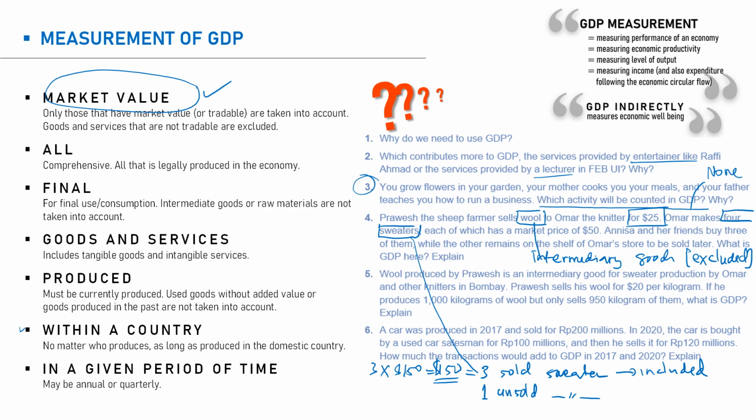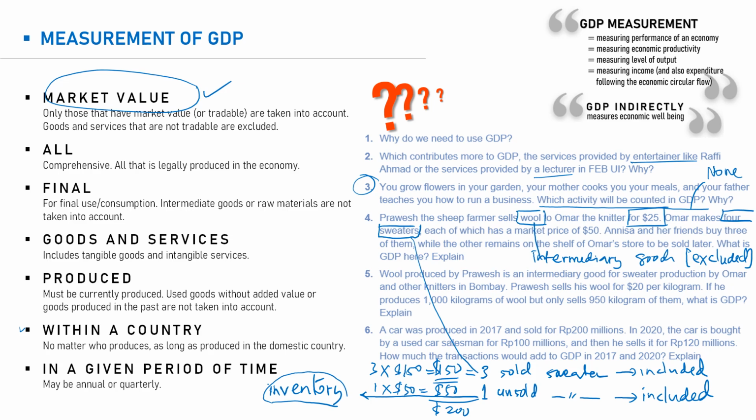And how about the one unsold sweater? The one unsold sweater will also be included in the GDP. It will go to the inventory of Omar. And when we have inventory, it is as if the producer buys the product he or she produces himself or herself. So it's clear inventory is included in GDP. In this case, we have to add to our GDP 1 times $50. So we have another $50 in GDP. In total, from question number 4, we have $200 from the activity recorded in GDP.